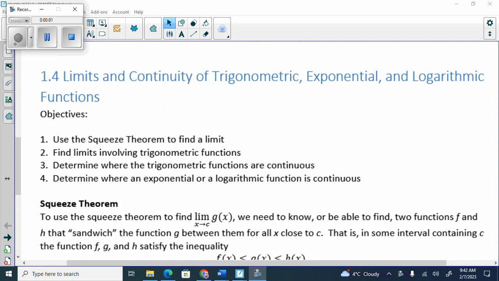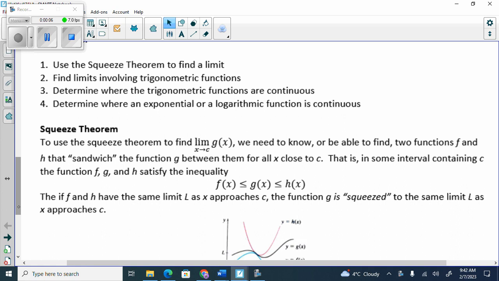We have limits of continuity, and so we look at the squeeze theorem. To use the squeeze theorem to find the limit as x approaches c of g of x, we need to be able to find two functions f and h that sandwich the function g between them for all x close to c.